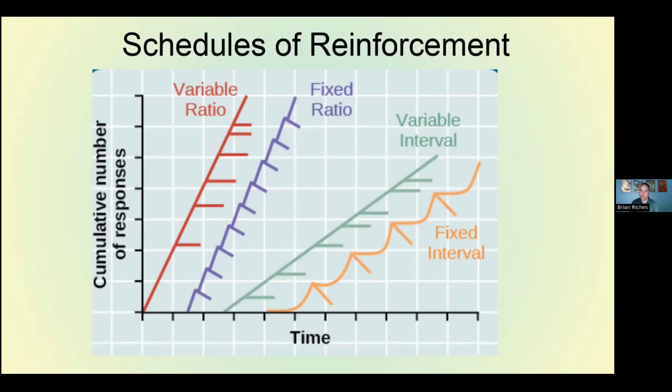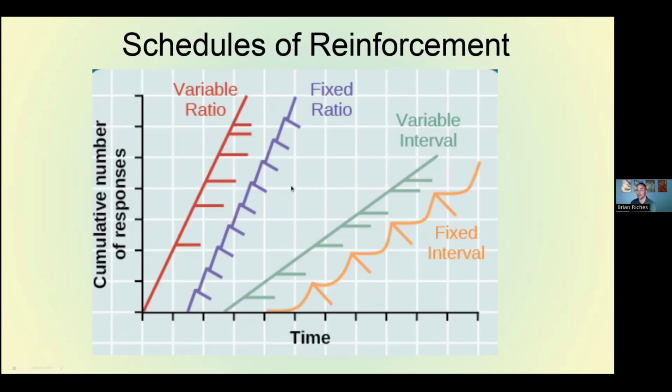This is the most resistant to extinction, so the behavior tends to stay the longest with variable ratio. Usually you are giving the reinforcement immediately or as close to immediately after the behavior as you can. So if it's around an average of 3, it might be right after the 4th behavior, or right after the 2nd behavior, or right after the 3rd behavior.